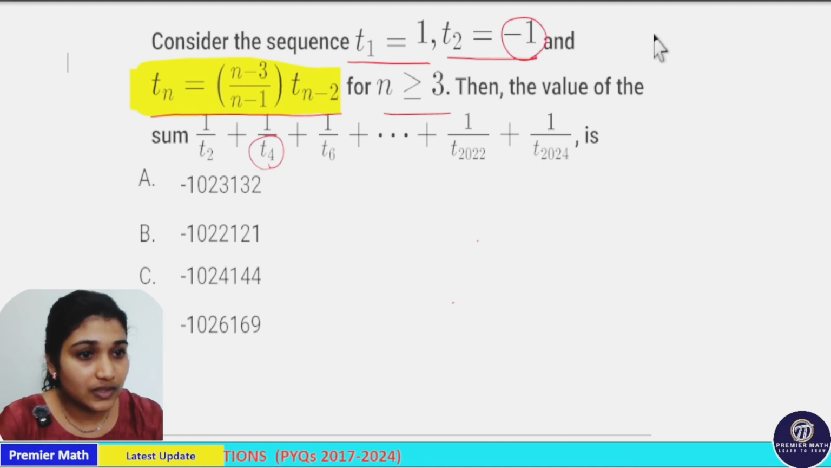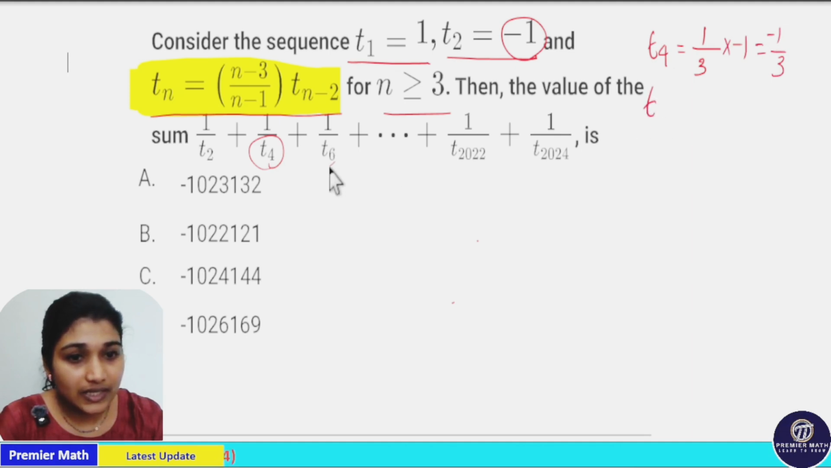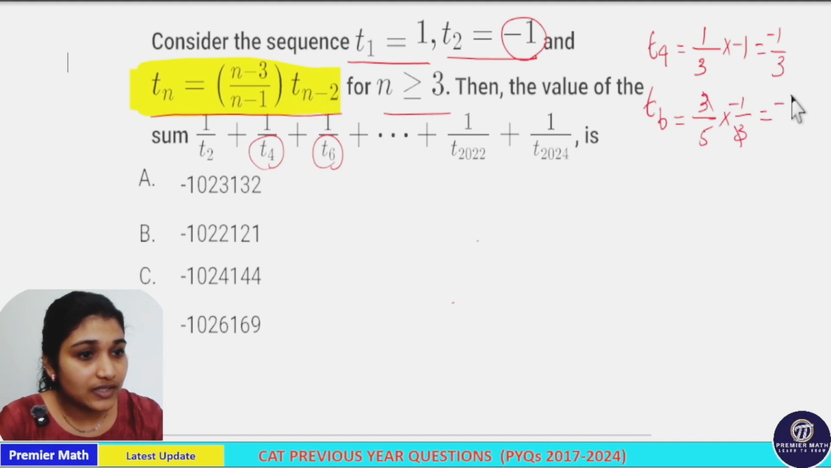T2 is minus 1. Find T4 first. T4 is equal to, substitute 4 in place of n. So 4 minus 3 is equal to 1 and 4 minus 1 is equal to 3. Here 4 minus 2 is equal to 2. T2 is given as minus 1. So 1 by 3 into minus 1 is minus 1 by 3. Again T6. T6 is equal to 6 minus 3 is equal to 3 and 6 minus 1 is 5, and here 6 minus 2 is 4. So T4 is given as minus 1 by 3. Now 3 cancel. T6 becomes minus 1 by 5.